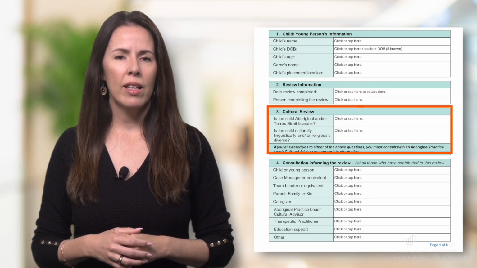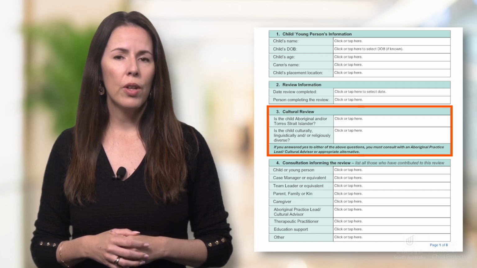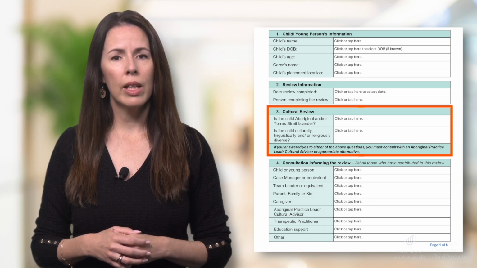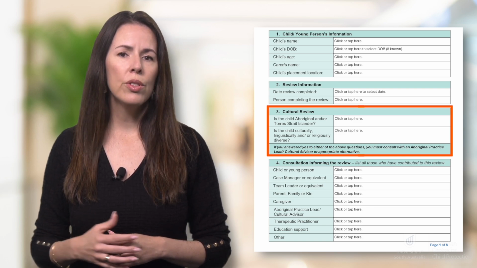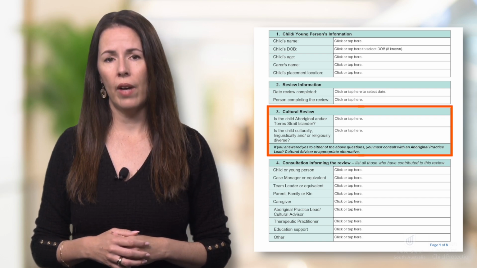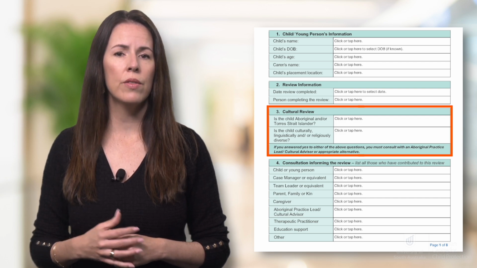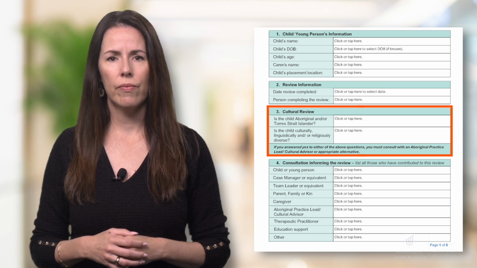Section 3 is about understanding the child or young person's cultural background. If the child or young person is Aboriginal or Torres Strait Islander, or if they come from a culturally, linguistically or religiously diverse background, it's important to consult with an Aboriginal practice lead or other appropriate cultural advisor. Their guidance will help you ensure the assessment is sensitive to the child's cultural needs and respectful of their identity.